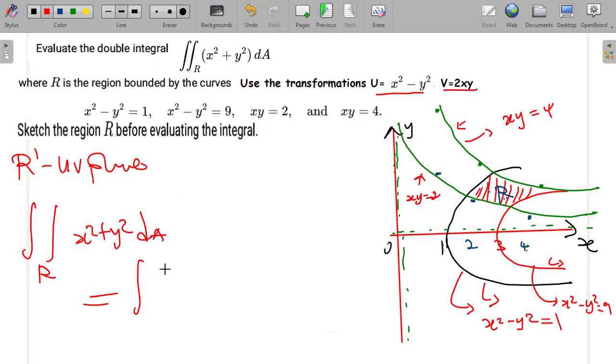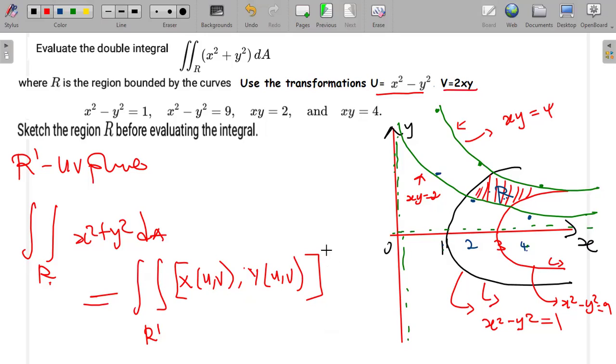It will be the integral, but now this r will change to r prime, and then this function, x squared plus y squared, will be represented in terms of what? u and v, because we are in the uv plane. So that simply means that x will be represented in terms of u and v, and even y will also be represented in terms of u and v.